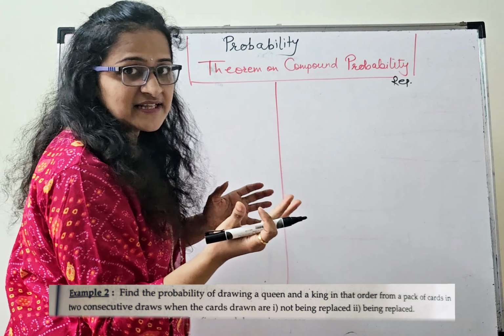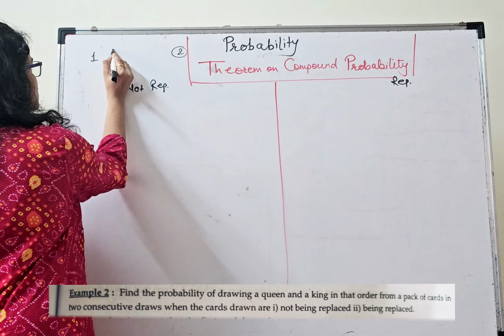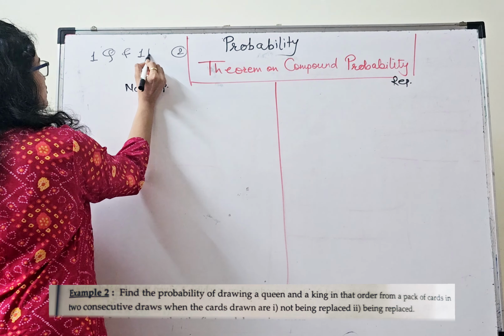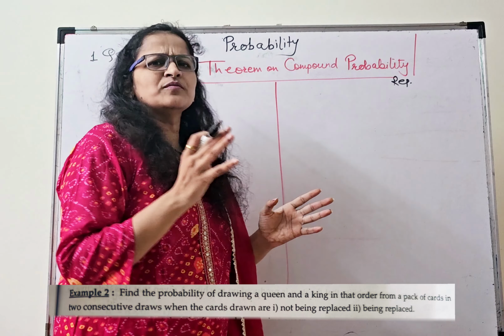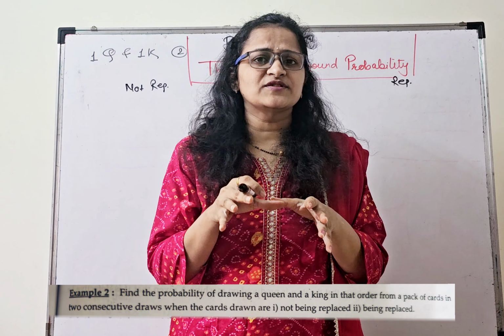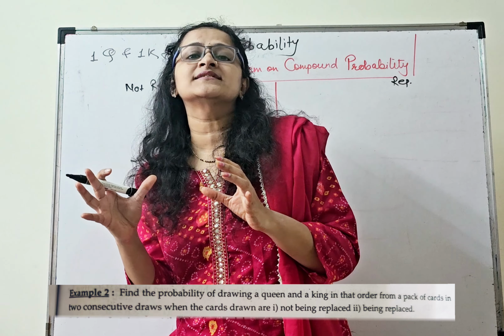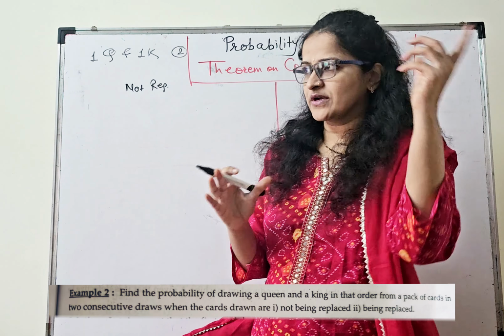And what's the event they are saying? Two cards are drawn one by one, right? First one needs to be what? Queen, and second one needs to be what? King. So now you must be knowing the basics of cards. I am not going to go into that detail right now in this video because I have covered those details or that introduction of cards in many previous videos. You can refer to those.